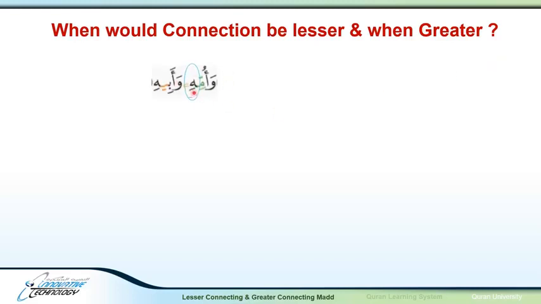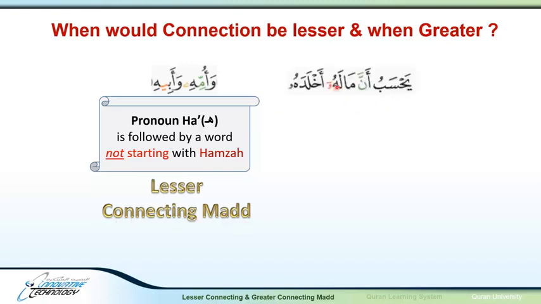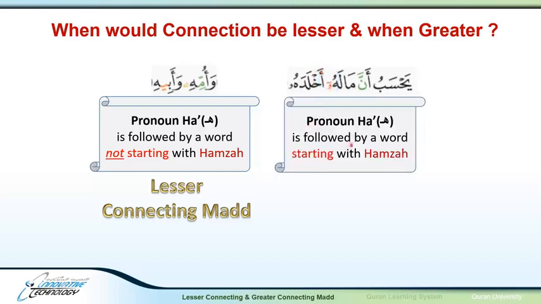We'll look at the ha here with the ya following it. Then the letter after it or the whole word after it is not starting with a hamza. The pronoun ha is followed by a word وَأَبِيهِ not starting with hamza. Then the case here is a case of lesser connecting med. And to the opposite of that, when the ha followed by the vowel is followed by a word with a hamza. The pronoun ha is followed by a word starting with a hamza. أخلد. There's a hamza here. In that case, this is an example of greater connecting med.